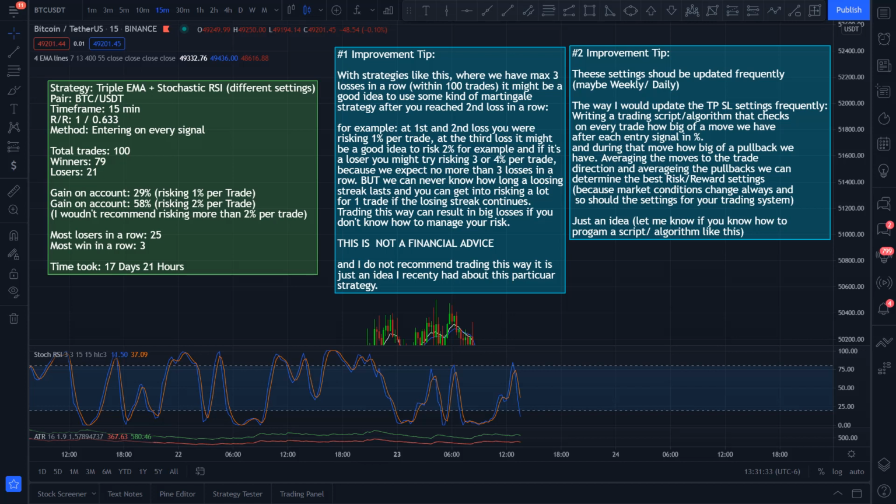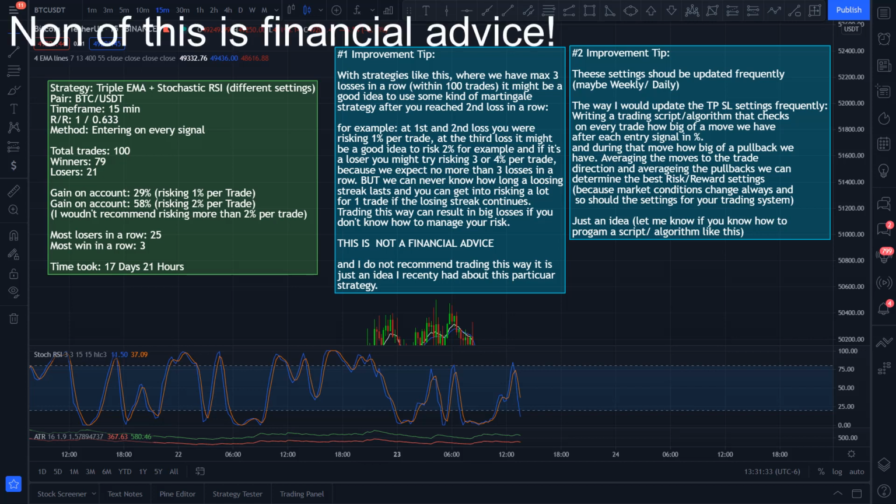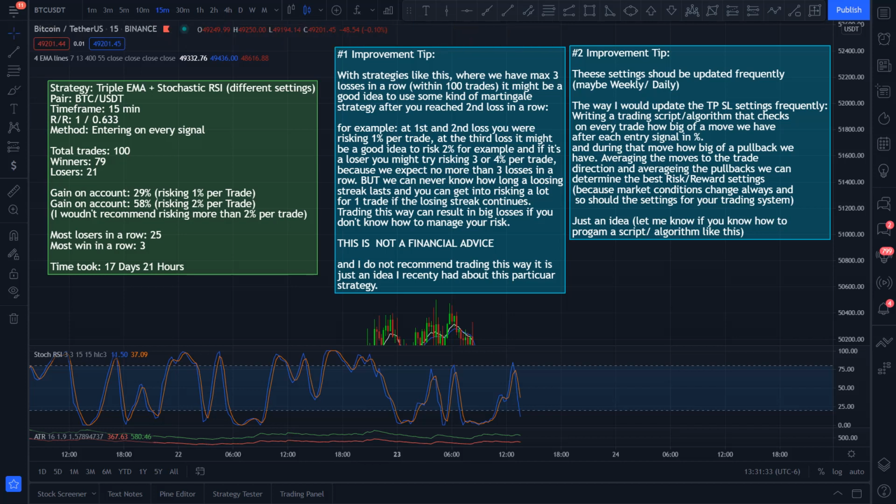Now keep in mind that trading this way is very risky, and I do not advise doing this. With martingale you can blow up your account very quickly, but with these high win rate strategies it might be an idea you should consider.